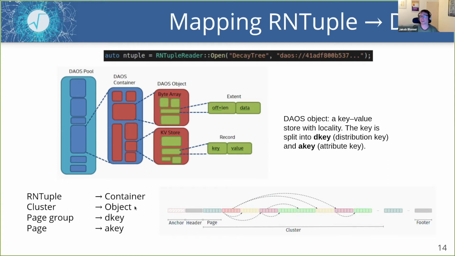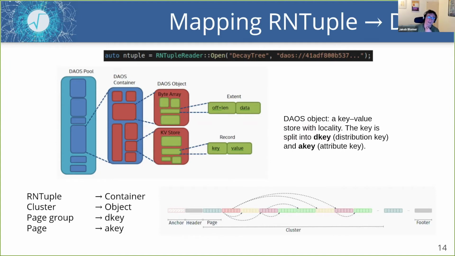So if we do, for instance, reconstruction, we could read the entire object in one go. But if you do analysis, we can go into that object, and every object in DAOS is itself a key-value store. It has two types of keys, a distribution key and an attribute key. This gives us the possibility to go very fine-grained into the object and read exactly what we need. The page group in this case is all the pages with the same color in a single cluster. So we could read all the green pages in one go, which are all the pages of one column, let's say pT.